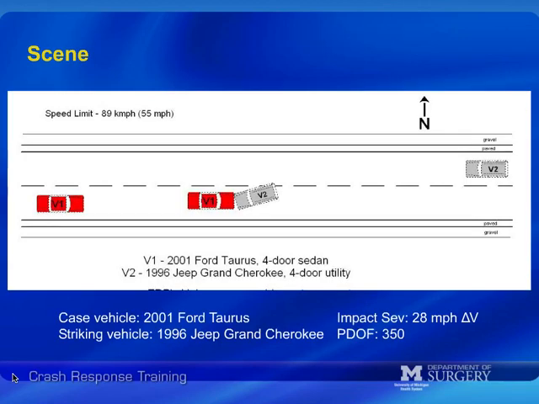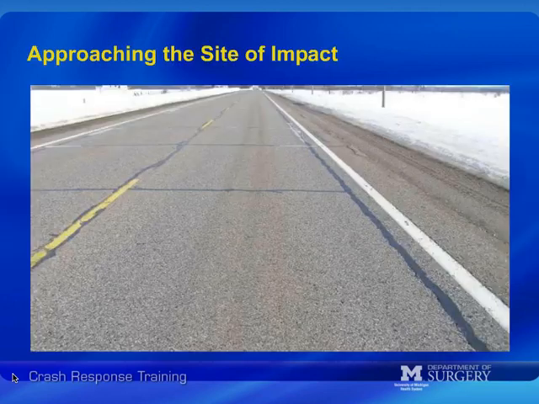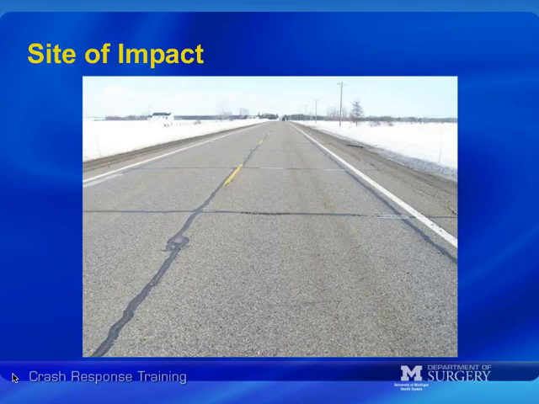Our case vehicle here, shown in red, was traveling on a 2-lane roadway when an oncoming driver lost control of his vehicle, and the vehicle drifted into the path of our case vehicle. Our case vehicle is a 2001 Ford Taurus, and it was struck by a 1996 Jeep Grand Cherokee. This is a long, straight road, and there was snow and blowing snow at the time of the crash. This is roughly the site of the impact.